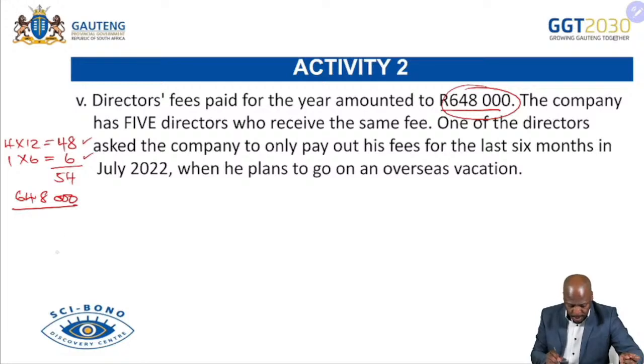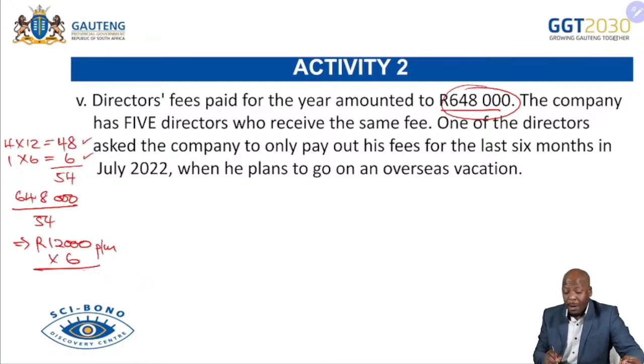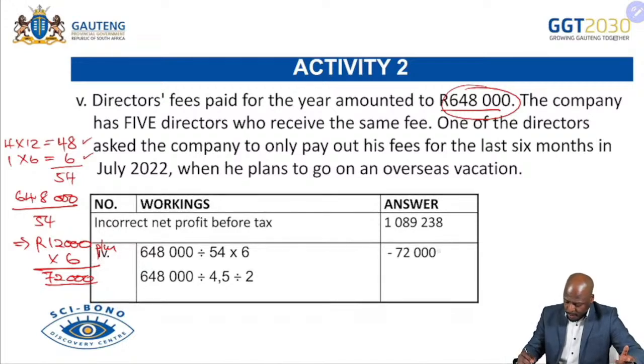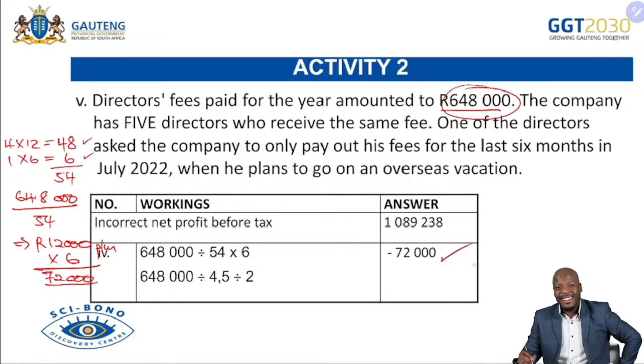For how many months are in there? It is 54 months. Then if you divide it by 54, it should give you an amount per month. That is 12,000 per month per director. And the director in question has not been paid for how many months? 6 months. How much is supposed to be given to the director? 72,000. Okay, so this is one way. So this is an expense that has to be recorded. So if you come here, here it is, 72,000. The expense must be recorded. Minus. Why? Because it is an expense.